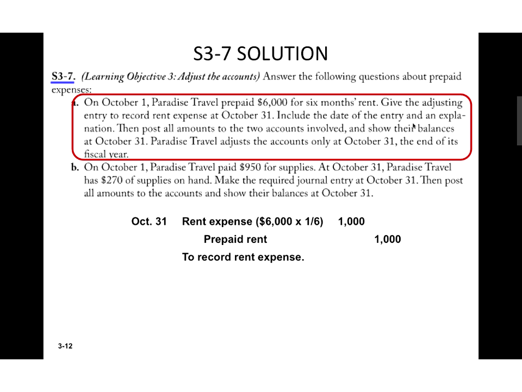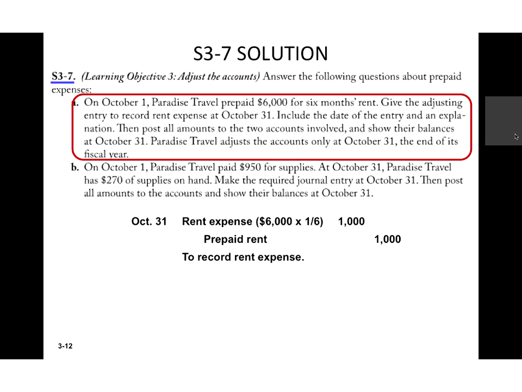Okay, now it says, so we did give the adjusting entry to record rent expense at October 31st, include the date of the entry and an explanation. So we've done all that. We have October 31st, the explanation is to record rent expense. Then it says post all amounts to the 2 accounts involved and show their balances.